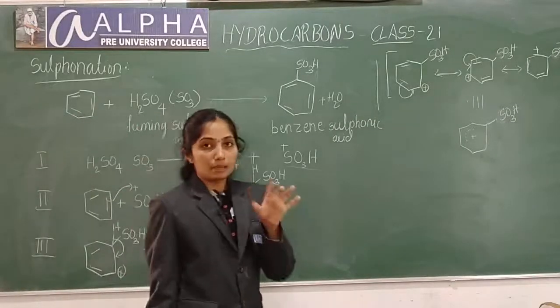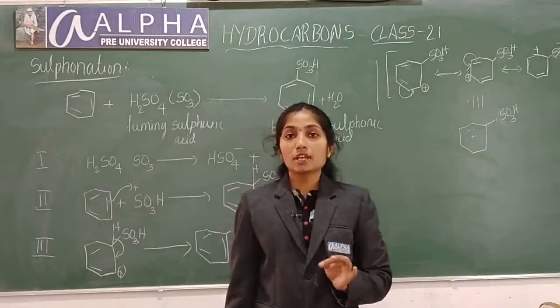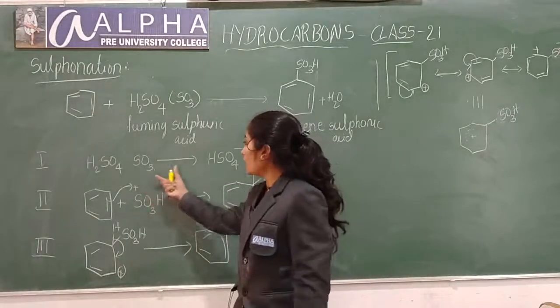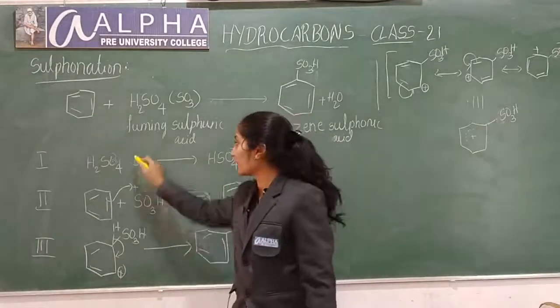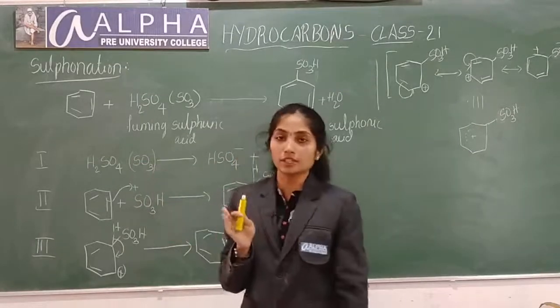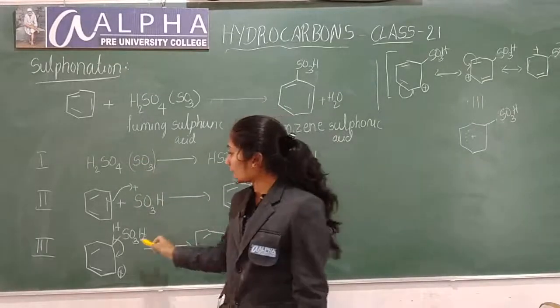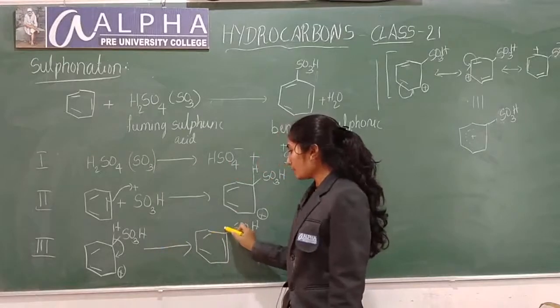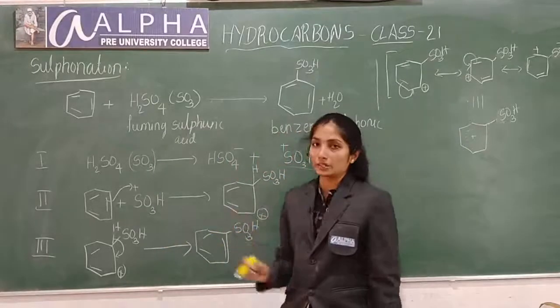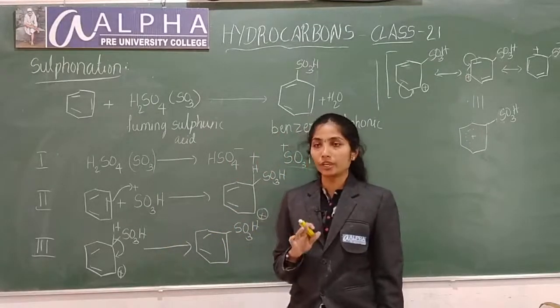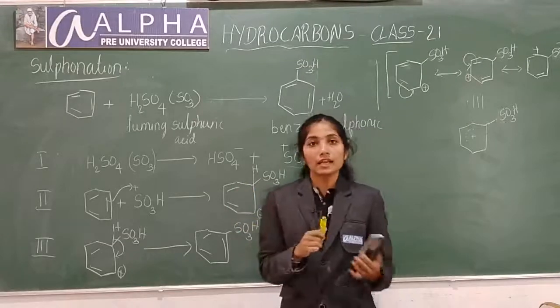Okay, so these are simple, easy reactions, you just need to know how the electrophile is produced. If you know how the electrophile is produced, that is enough. One hydrogen of the benzene ring is replaced by the SO3H group, sulfonyl group. Okay, so this is the sulfonation reaction.